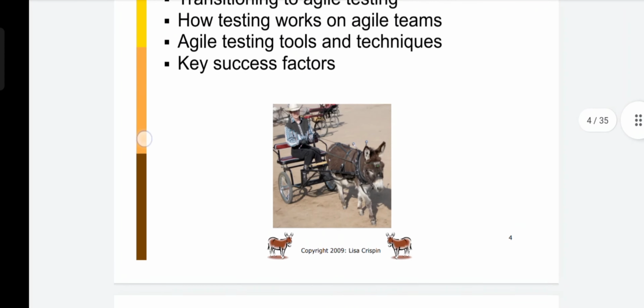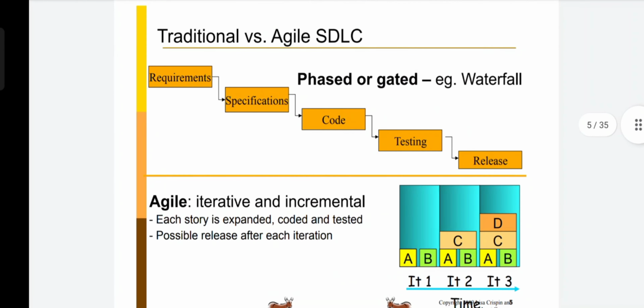The traditional versus agile SDLC. Traditional is actually nothing but requirements, specifications, code, testing, and release. Phased or gated. Example, waterfall. What is Agile? In Agile, each story is expanded, coded, and tested. A possible release after each iteration is what basically Agile is.